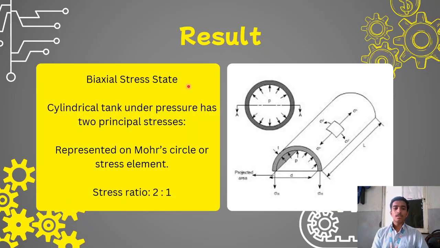So result, biaxial state. A cylindrical tank under pressure has two principal stresses represented on Mohr's circle on a stress element, and then we find the ratio sigma L to sigma H. Then we find 2 is to 1.